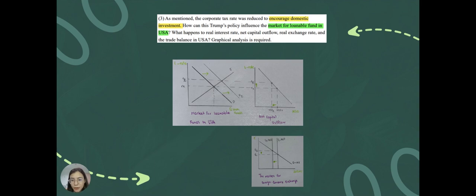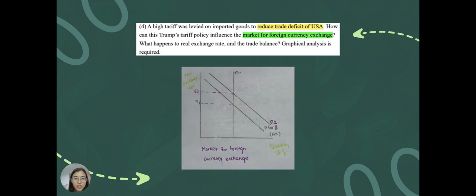And for the fourth question, we have a high tariff was levied on imported goods to reduce the trade deficit of the USA. How can this Trump's tariff policy influence the market for foreign currency exchange? What happens to real exchange rate and the trade balance? Graphical analysis is required.